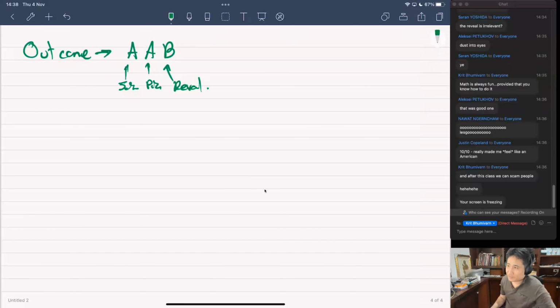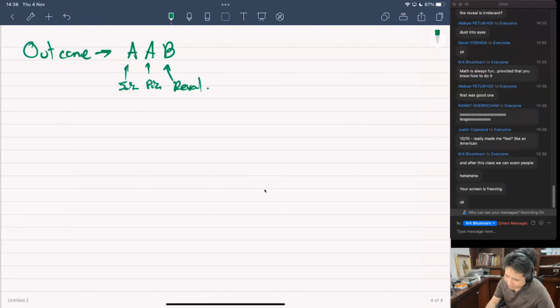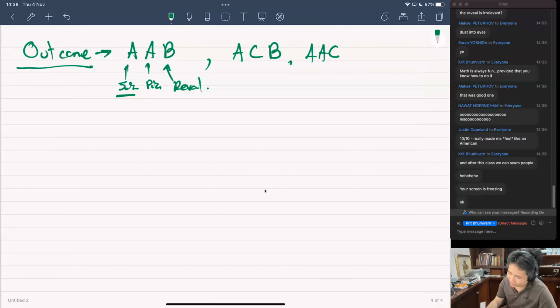Okay, so now it's not freezing anymore, right? I was switching the screen to check that I use the same word. This is called the outcome. There are many things that can happen. You can pick A, C, and I open B, or AAC, that's a valid one too. The outcomes are the things that can happen.